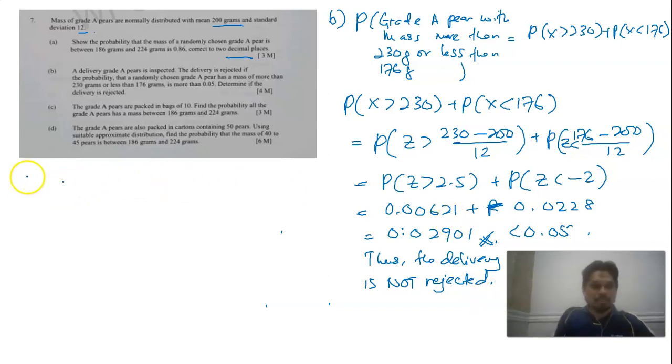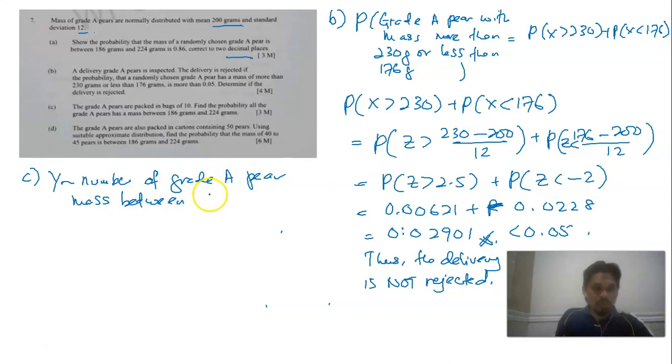Okay, for question C, let's say the grade A pears are packed in bags of 10. Find the probability that all the grade A pears have a mass between 186 and 224. Okay, so let's say Y is the number of grade A pears that have mass between 186 grams and 224 grams.